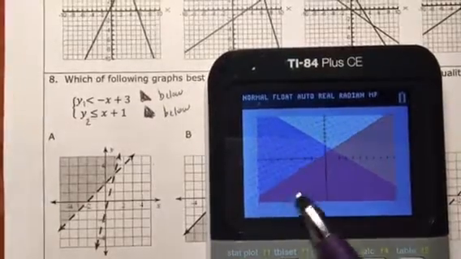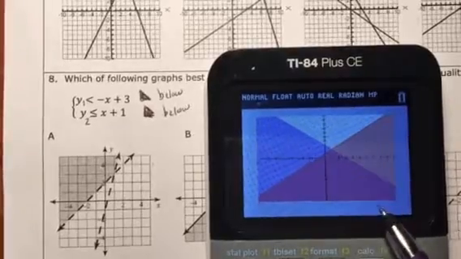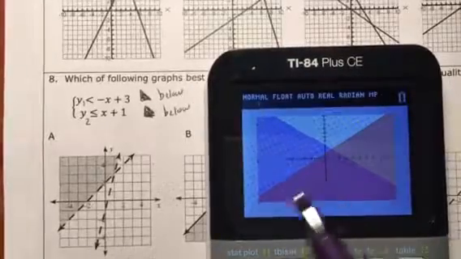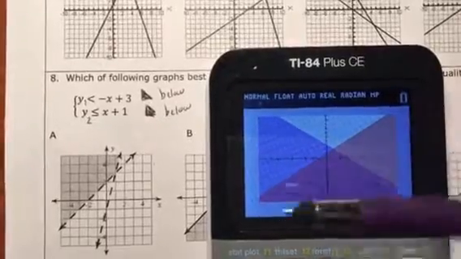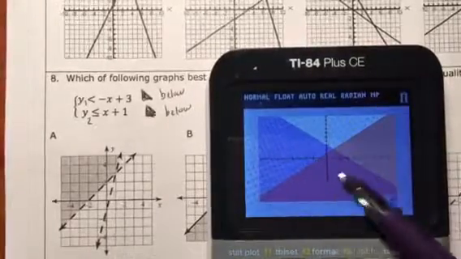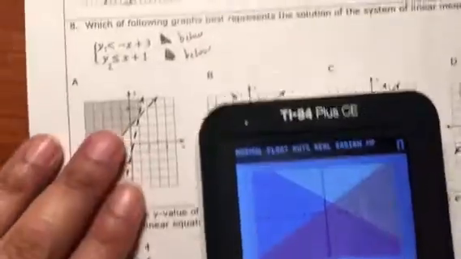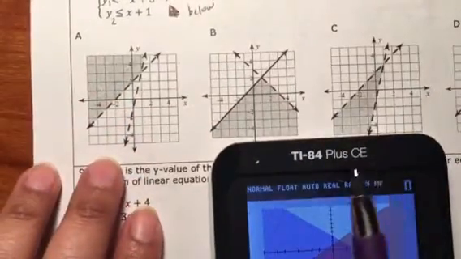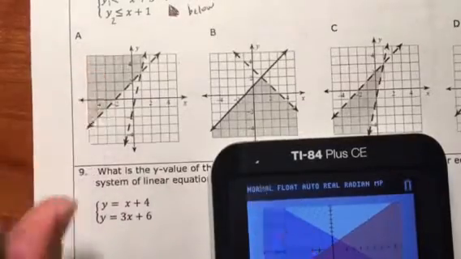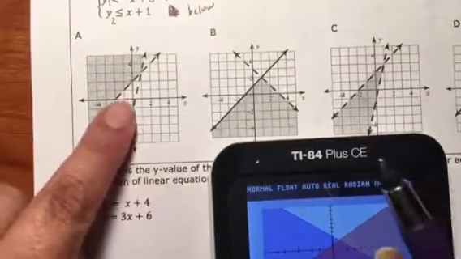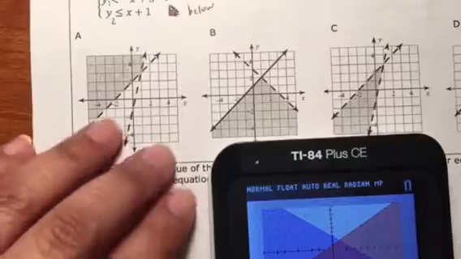Okay, so what I tried to get y'all to understand yesterday is this is your double shaded region. Here's all the blue and here's all the red, and then this is where the blue and red meet. So if you look, we're looking for where it's shaded in this section only. So here it's not shaded in the right, so actually the whole graph is wrong.